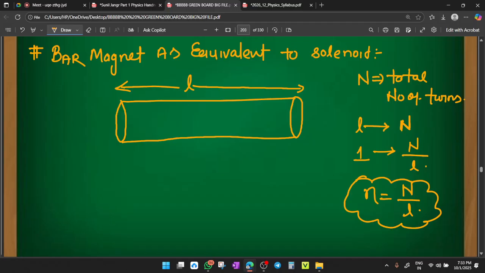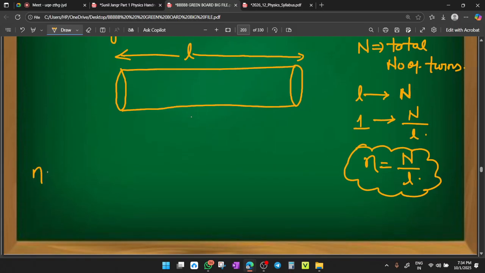Small n means the number of turns per unit length. One meter of length contains how many turns? The more the small n, the more the magnetism produced by the solenoid. So right here, small n equals turns per unit length. Clear?